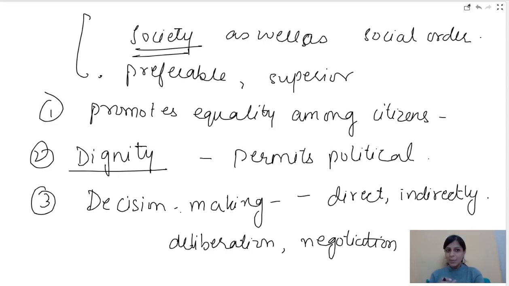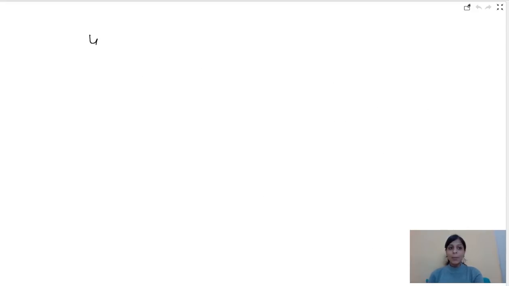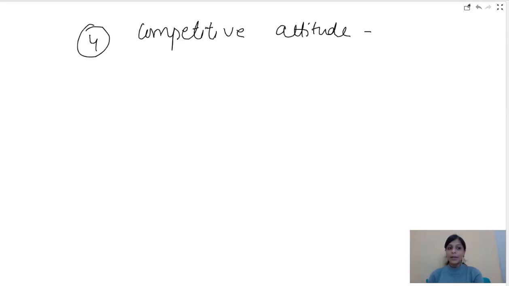I hope these 3 points are clear to you. So let's say, what if this question is asked for 5 marks? Then you have another point that I'm going to tell you. Number 4, it develops a very competitive attitude. When I talk about competitive, that means it usually develops a procedure to conduct a very good competitive spirit among different social differences.